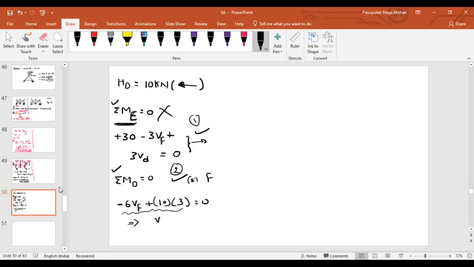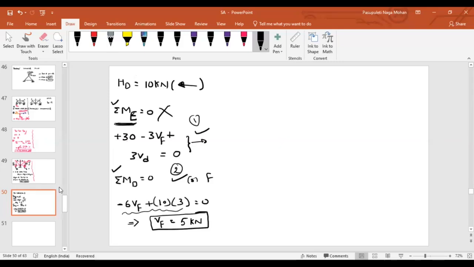So if you solve this equation, how much will you get for VF? What equation are you solving? 10 into 3, you take to the right side: minus 30 by minus 6. How much will you get? 5. Positive or negative? Positive.